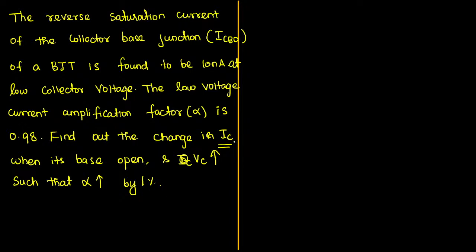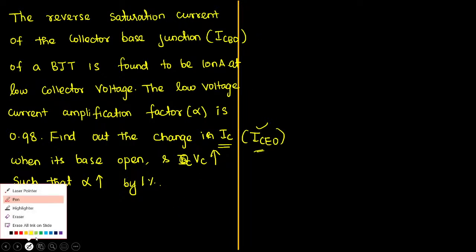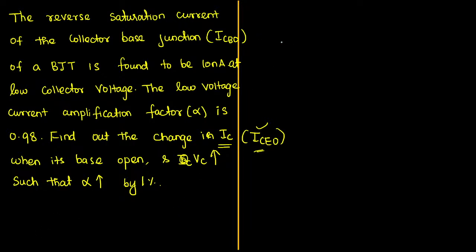See guys, one more thing I forgot to write here. They have written that the collector current is ICEO. That is collector to emitter reverse saturation current. Actually, they are talking about finding the change in collector to emitter reverse saturation current only. Forgive me. And here, let me write one more thing. I might have forgotten to tell you.